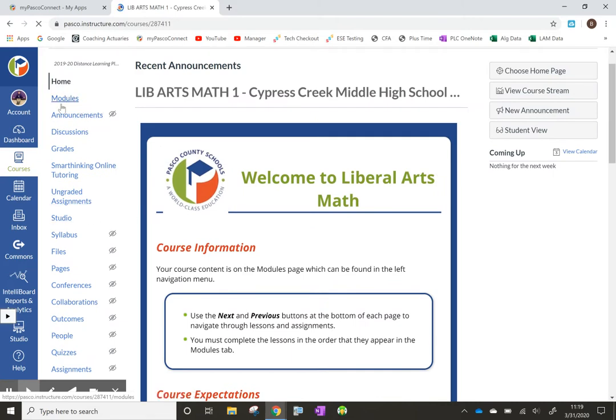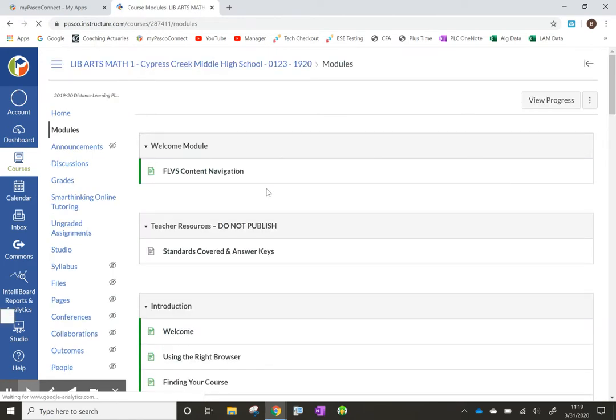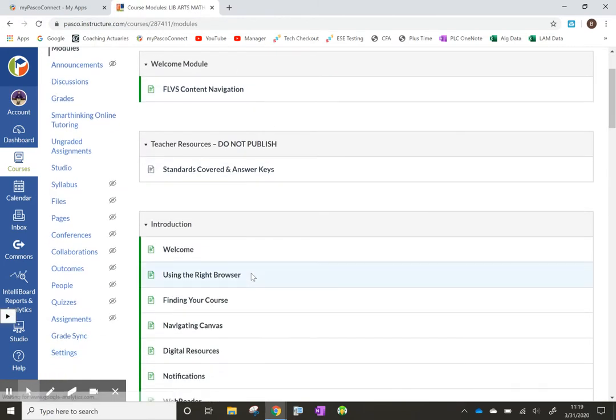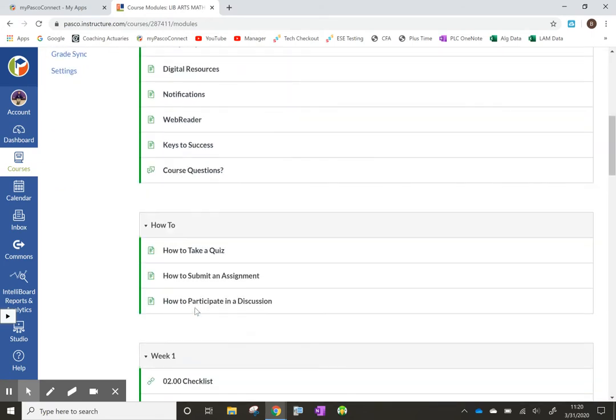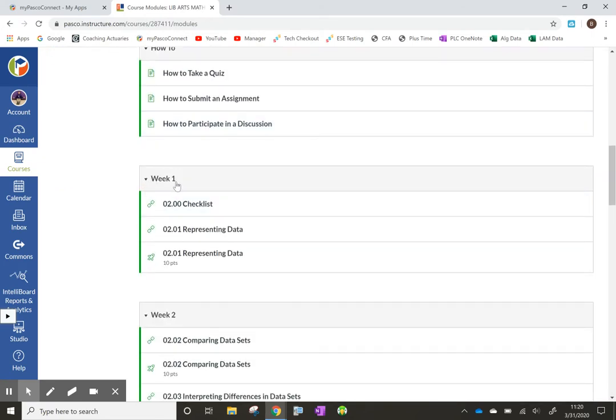But over here on the left, you'll see modules. And you'll click on modules. It might be going a little slow right now because a lot of people are logged in. So bear with me on that. We'll wait for it to load. So in modules, you have a welcome module, you have introduction. This just tells you how to use Canvas if you don't already know how to use Canvas. But here we go, week 1.